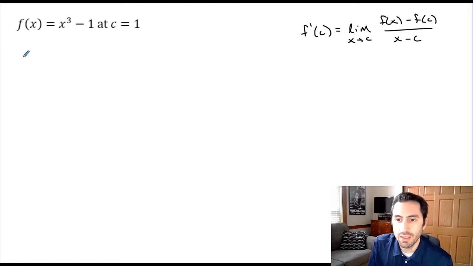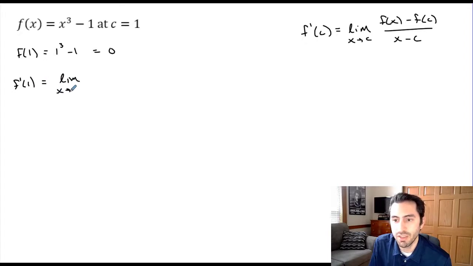So let's see here. I'm going to find f of c first, just so we know what we're working with. So we're going to find f of 1. That's 1 cubed minus 1, and that turns out to be 0. So that works out. So now taking a look, our f prime of 1 is going to give us our slope of the tangent line. We have the limit as x approaches c, which is 1. And then we're going to do f of x minus f of c over x minus c. And now we can plug in everything else that we know.